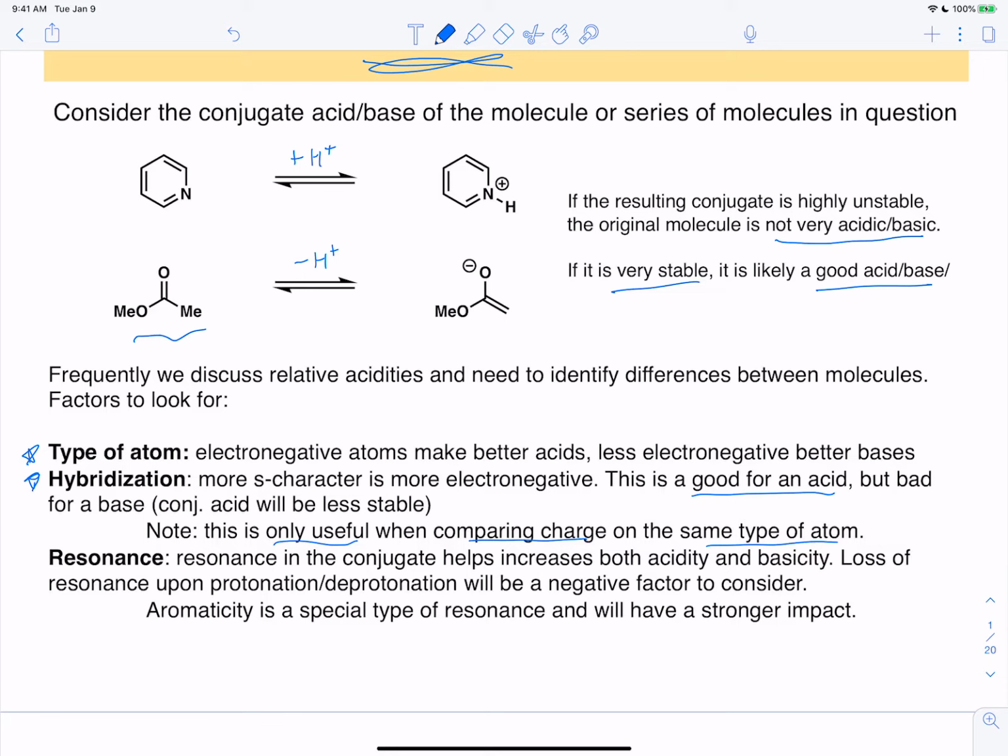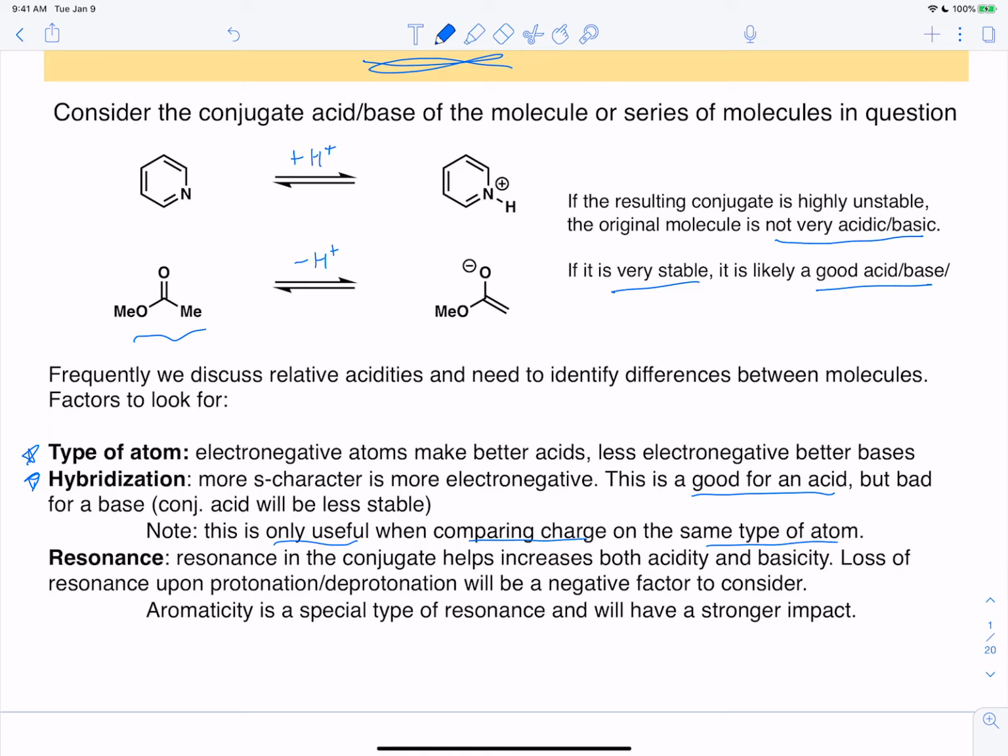The other thing to look at is resonance. If you're able to generate a resonance stabilized conjugate acid or conjugate base, that probably means that it's going to be more acidic or more basic in its original form, because this tells us that the conjugate acid or base will be quite stable. If you're losing resonance upon protonation or deprotonation, this is going to be a negative factor. This is going to be something that hurts the acidity or basicity of a compound.